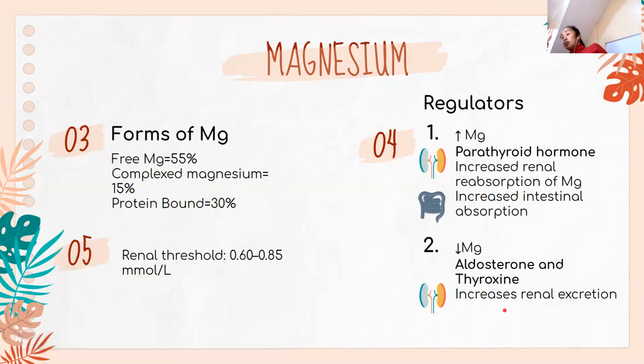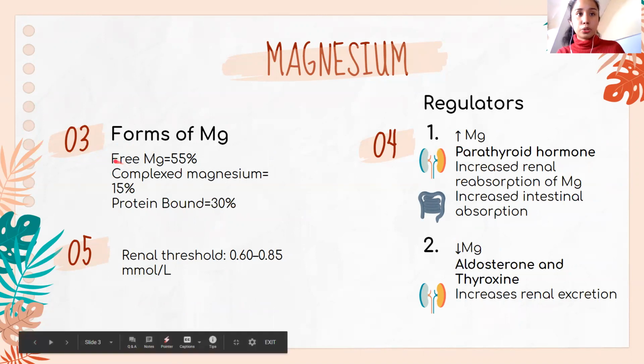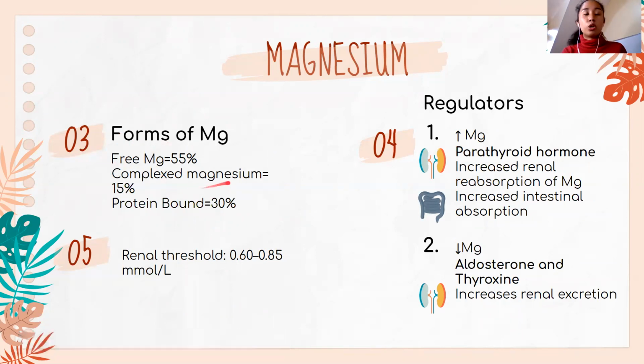Again, for your magnesium, we have 3 forms, guys. We have free magnesium, which is the one that we usually measure. We have complex magnesium, which is attached to different anions, and protein-bound magnesium. Usually the protein is albumin.